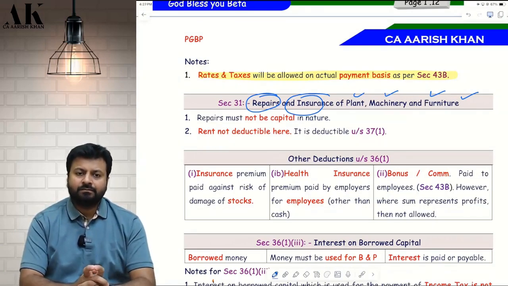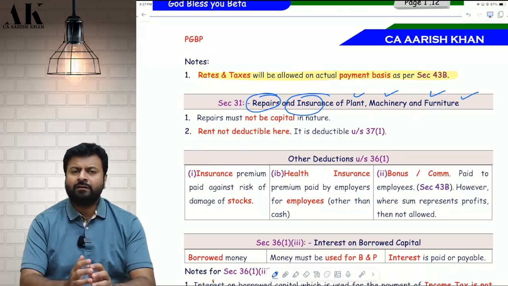Second, if you take plant, machinery or furniture on rent, suppose I have taken some plant and machinery on rent or furniture on rent, then rent is not allowed as deduction here. This section does not cover rent of plant, machinery, furniture. It only covers what? Repair and insurance of plant, machinery and furniture.